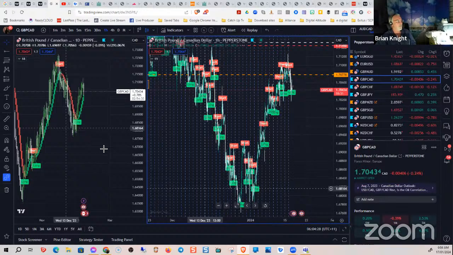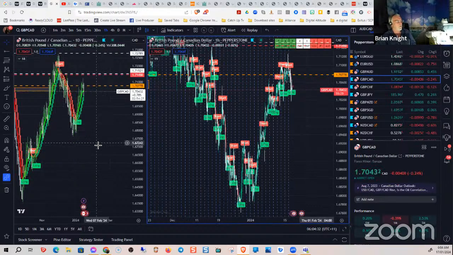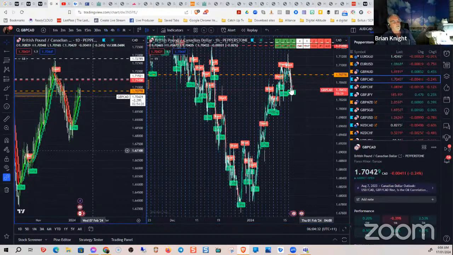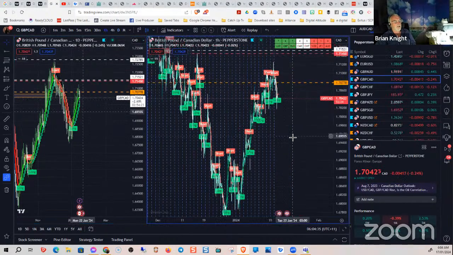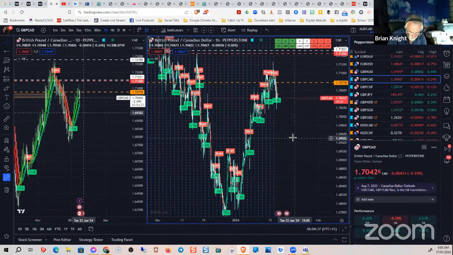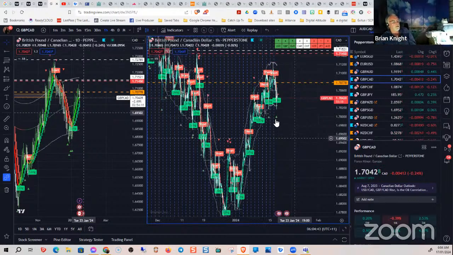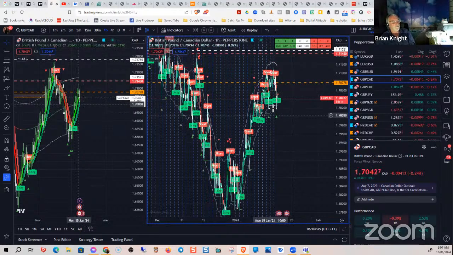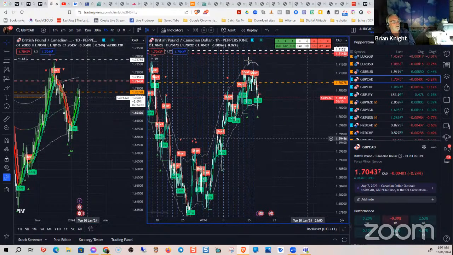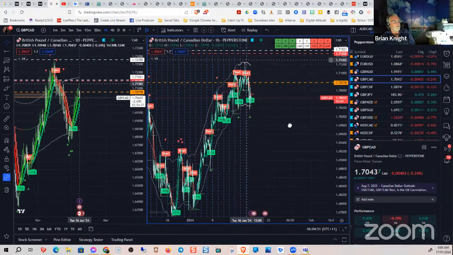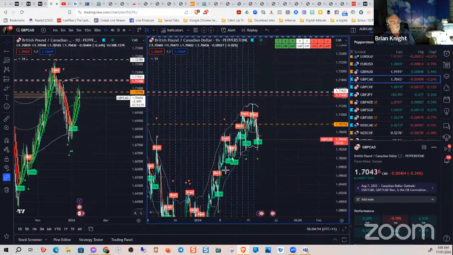GBP CAD, though, that's got a little bit more to move. See that little pullback here? I think it's getting ready. If it does that pullback, we start to get the buy up on here, it'll potentially break that high. Now, it doesn't have a long way to go, but we'll see.